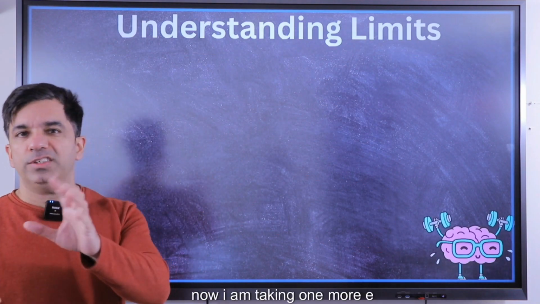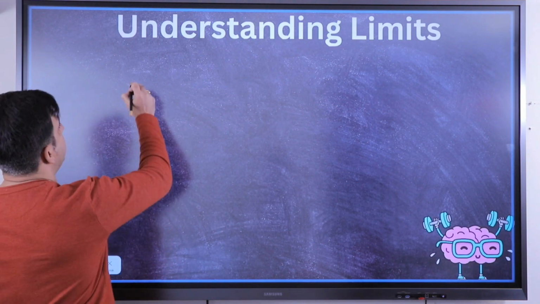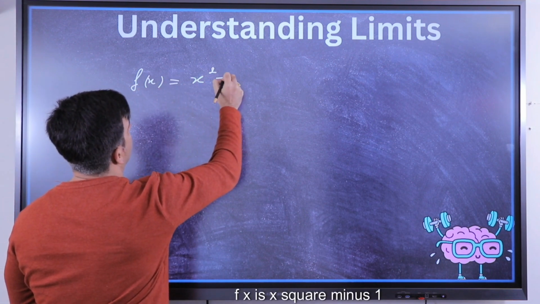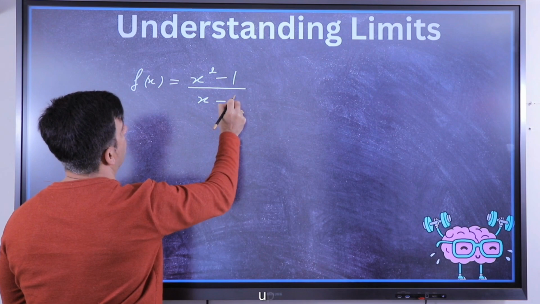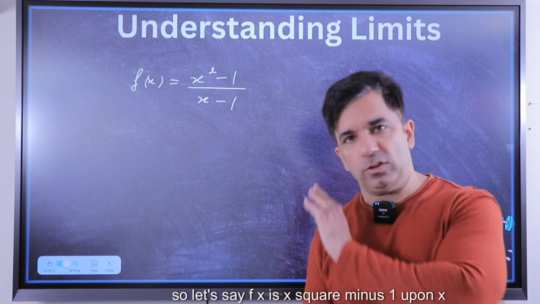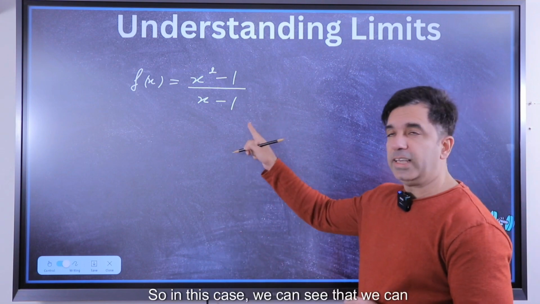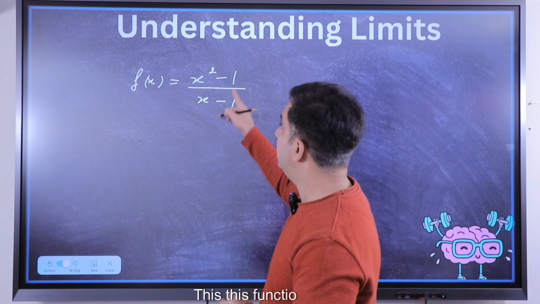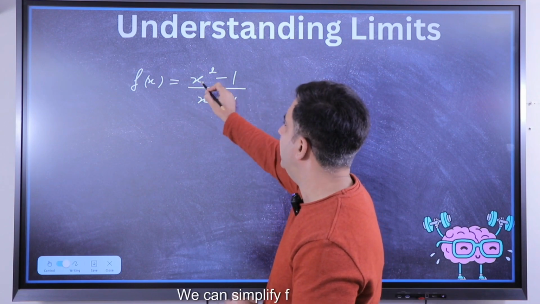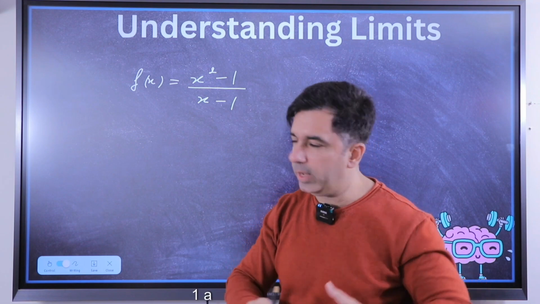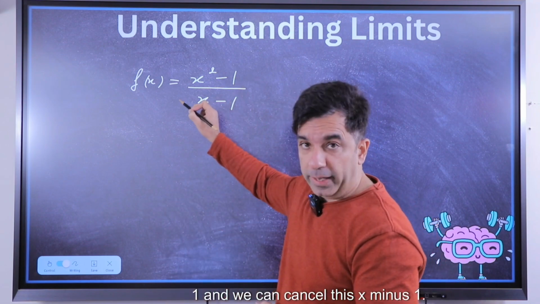Now I am taking one more example. Let's say f(x) is x square minus 1 upon x minus 1. So let's say f(x) is x square minus 1 upon x minus 1. So in this case, we can see that this function can be simplified. We can simply factorize the term in the numerator as x minus 1 multiplied by x plus 1, and we can cancel this x minus 1.